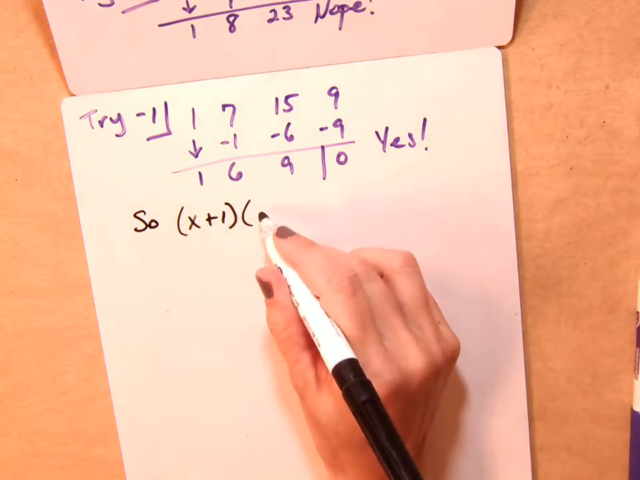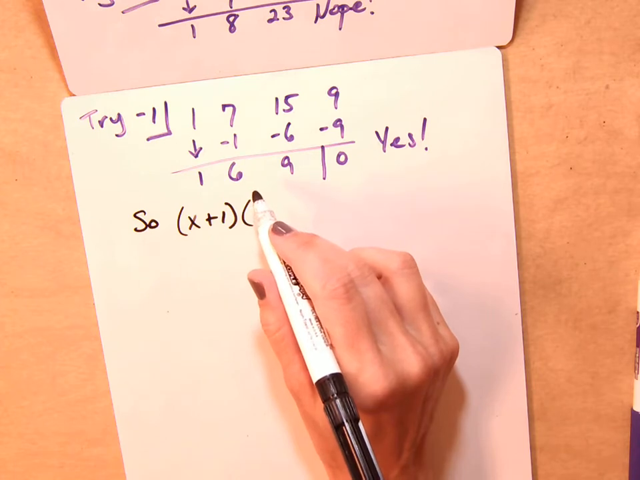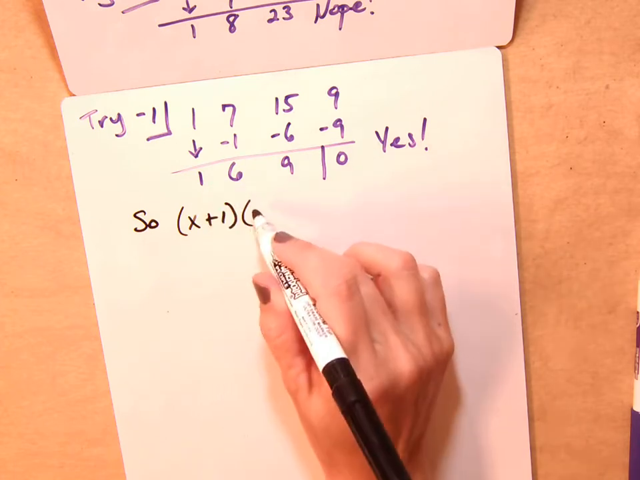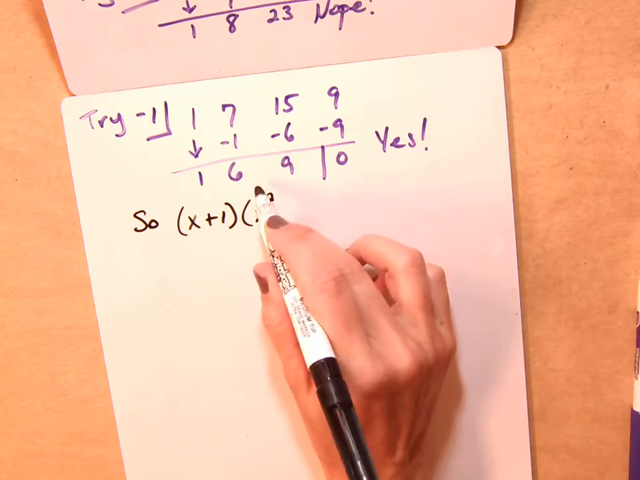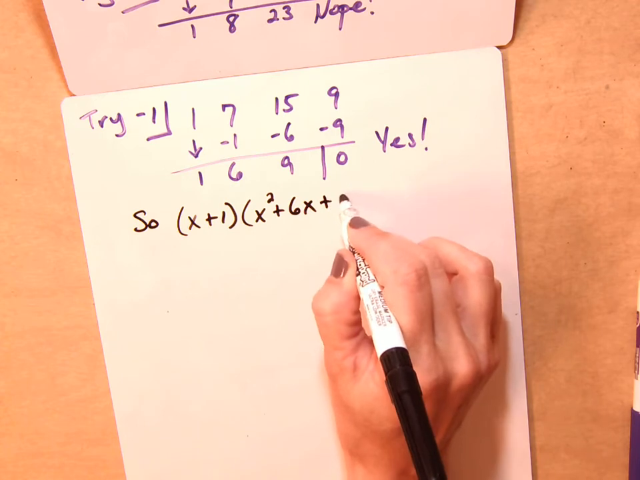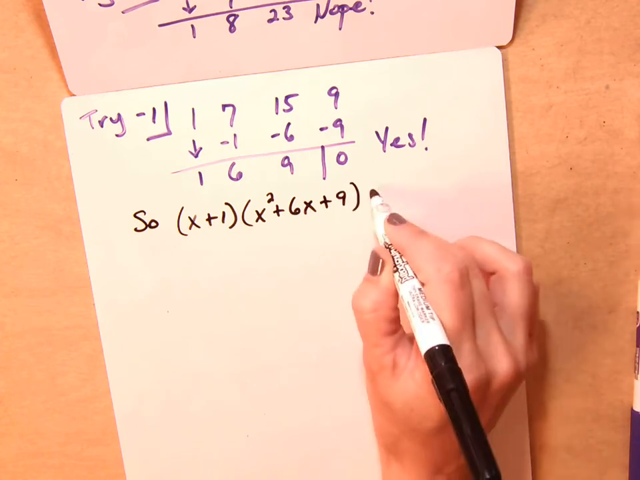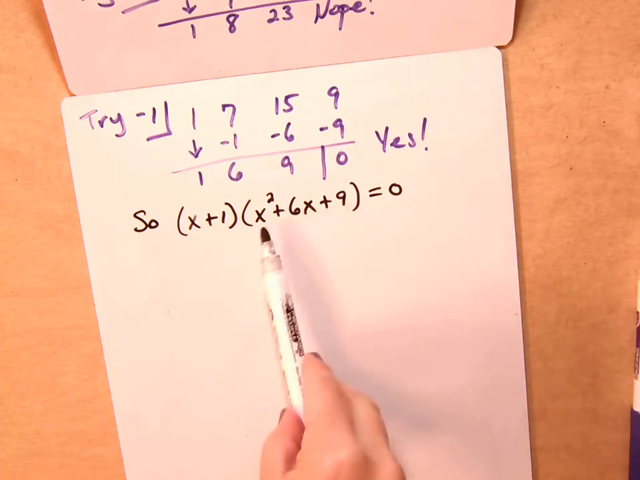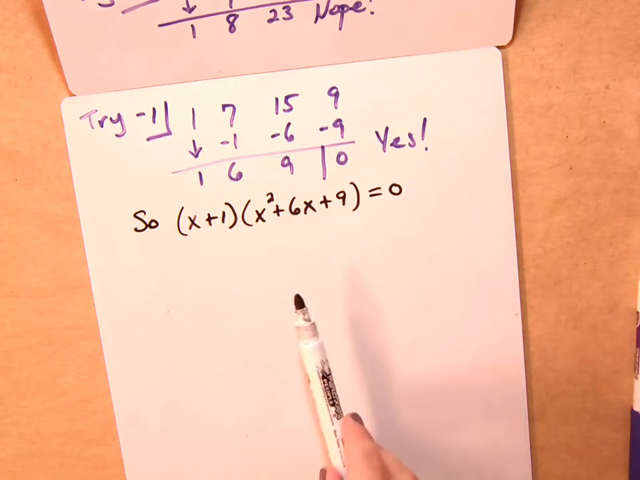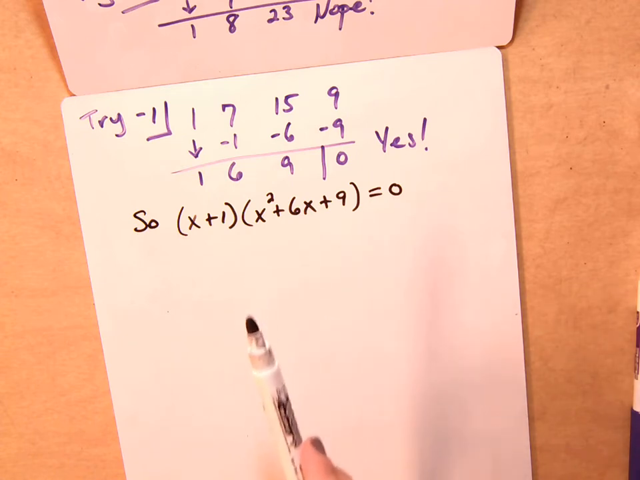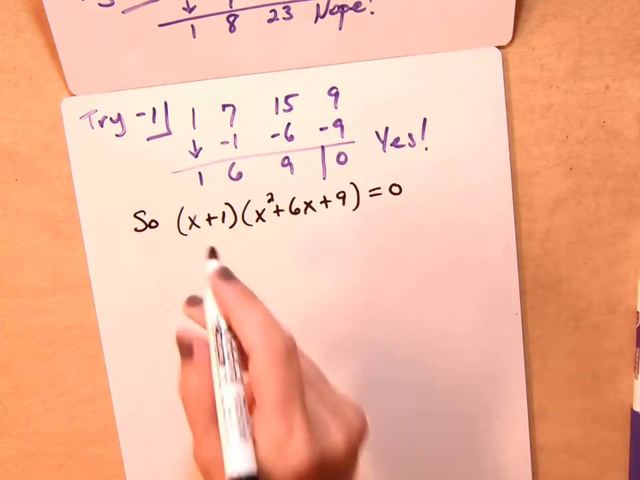1 x squared plus 6x plus 9. Okay, so I have that equals 0. Now, do I have to go through this whole synthetic division process for x squared plus 6x plus 9? No. You already know how to do that. This is more practice with factoring trinomials.